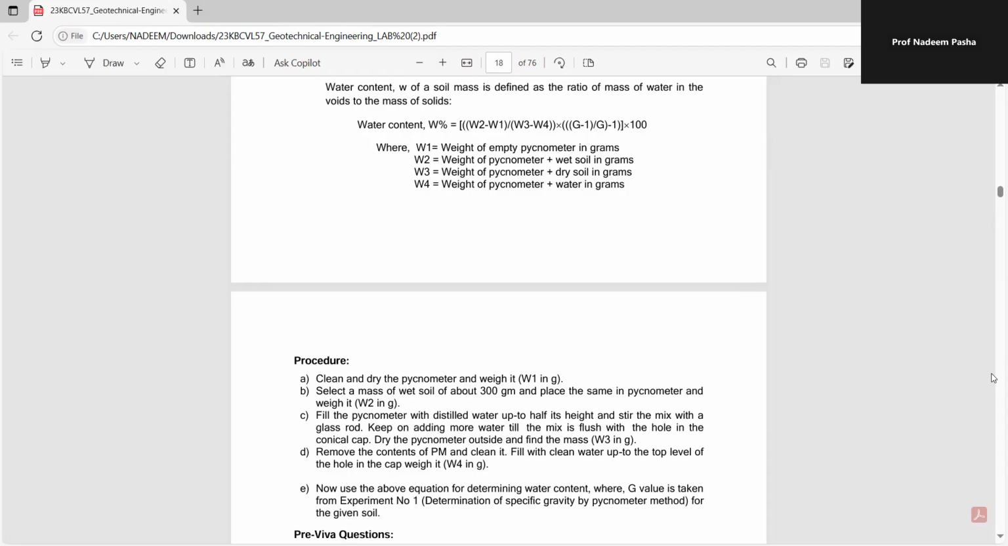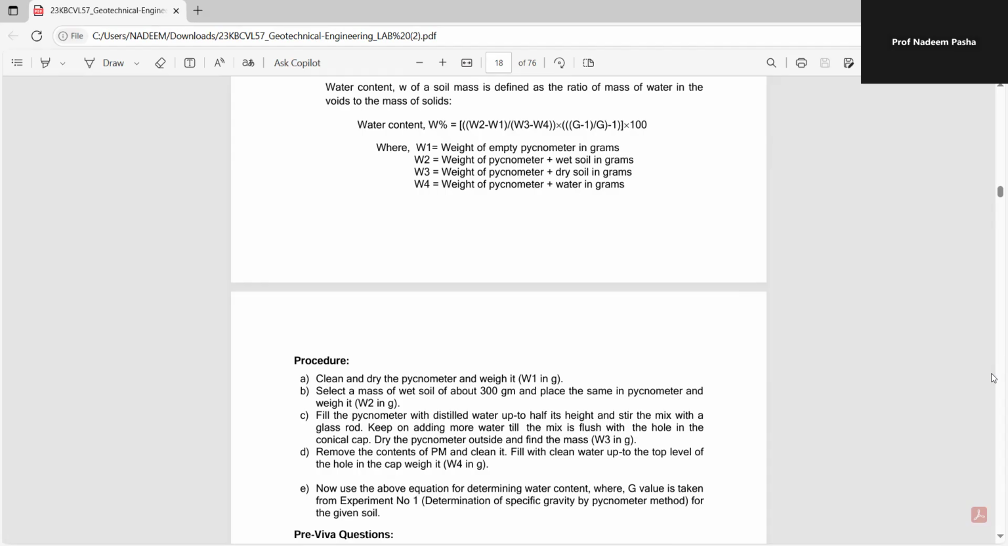The procedure: clean and dry the pycnometer and weigh it; that is W1 gram. Select a mass of wet soil of about 300 gram, place it in the pycnometer and weigh it; that will be W2 gram.